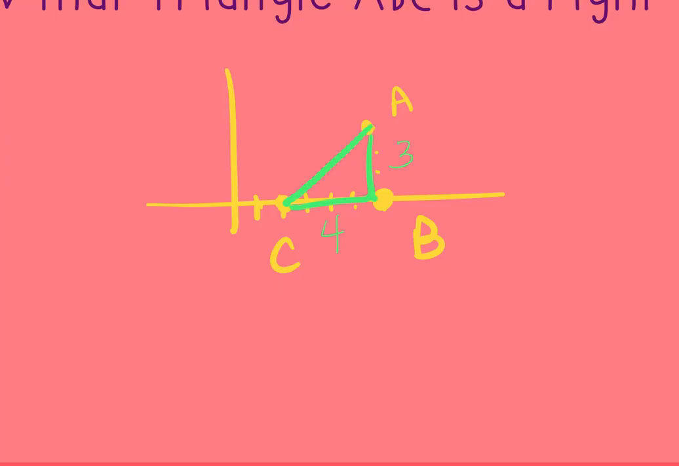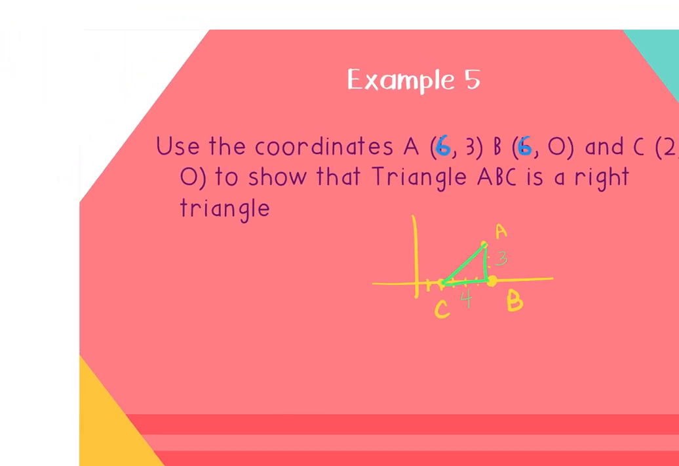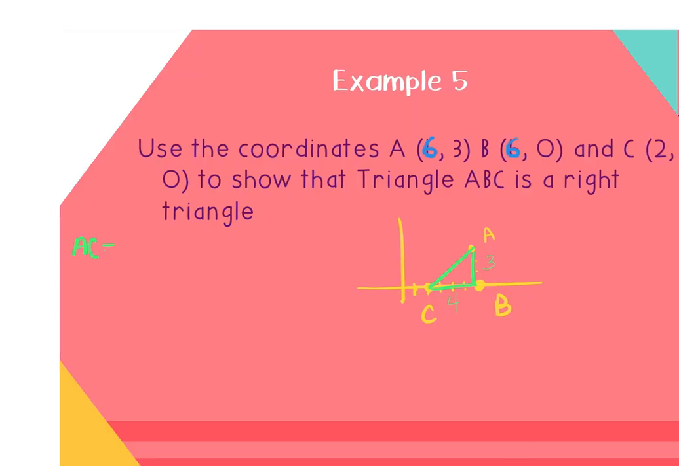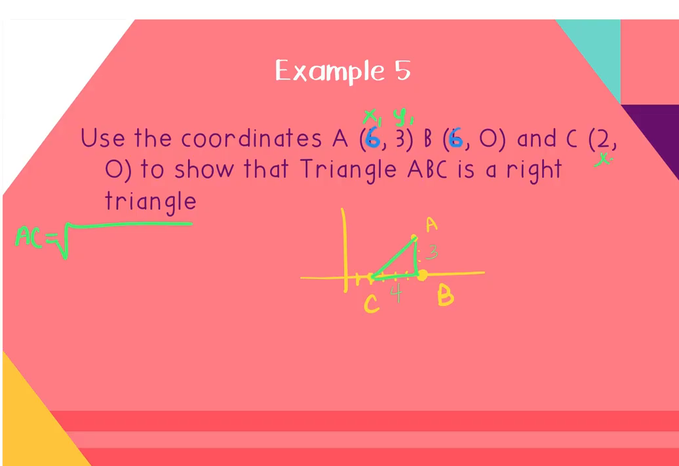Now who remembers the triples and can tell me what that last side should be? Good. 3, 4, 5 is a triple. That's what AC should be. But we can't assume that's what it is. We're going to find it. So we're going to find AC using the distance formula. Here's my x1, y1, x2, y2. I get 2 minus 6 squared plus 0 minus 3 squared. Negative 4 squared plus negative 3 squared. 16 plus 9, square root 25. When we were right, that side length is 5.